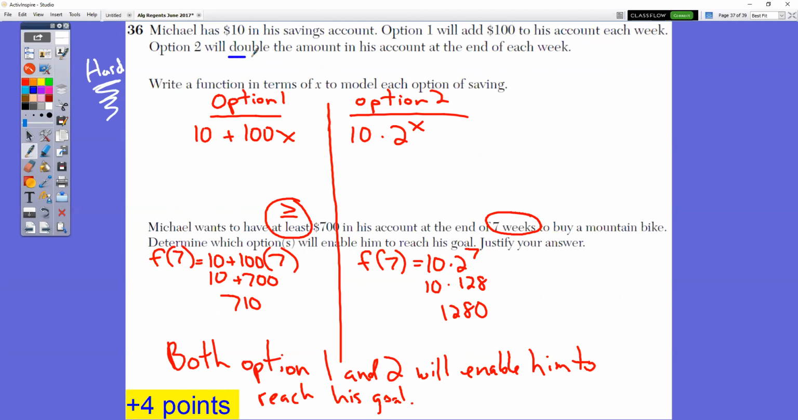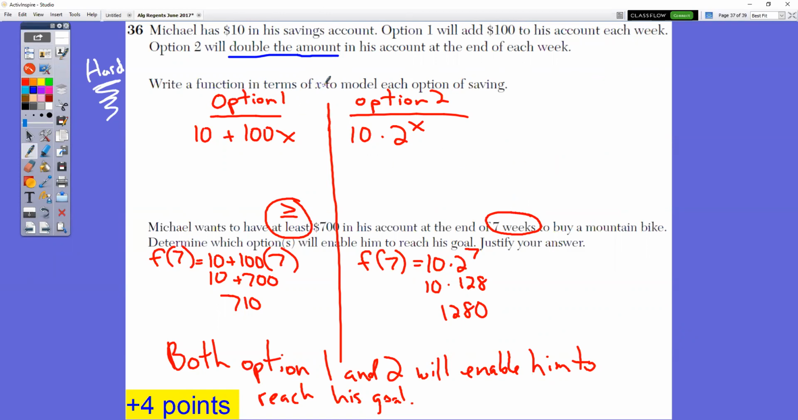Option 2 will double the amount in his account at the end of every week. So he starts off with $10. At the end of 1 week, he has $20. Then he has $40. Then he has $80. Then he has $160. Then he has $320.